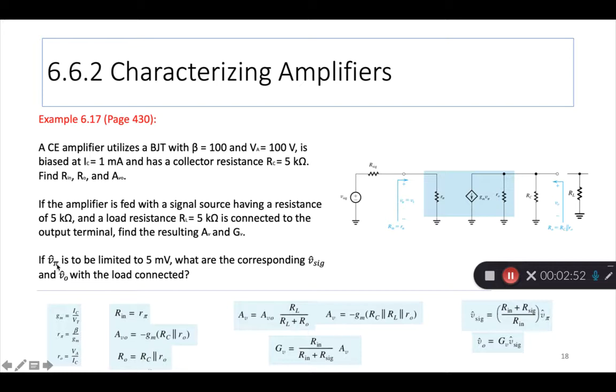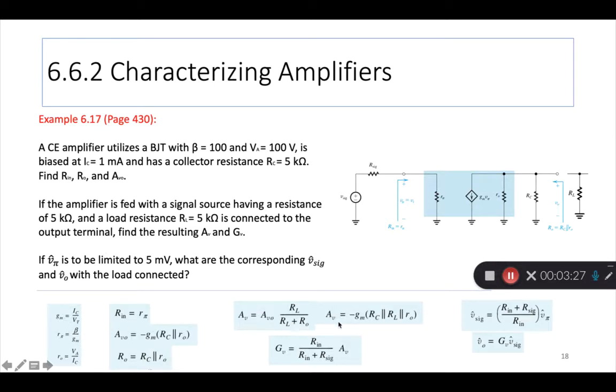Lastly, if V pi, that means the voltage here, is to be limited to 5 millivolts, and the way he's written it, it's the signal voltage. If that is to be limited to 5 millivolts, what is the corresponding V signal and V output, right, with the load connected? That means with RL being connected. So these are the 3 or 4 things you have to do, and it's pretty straightforward.